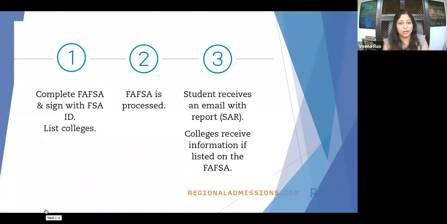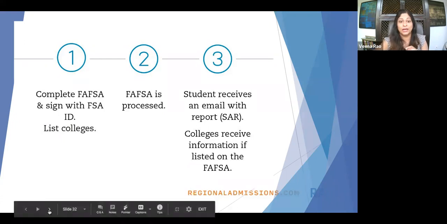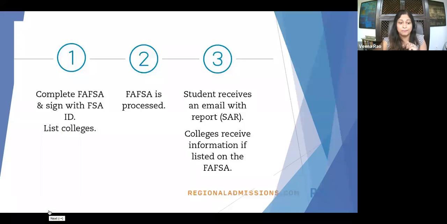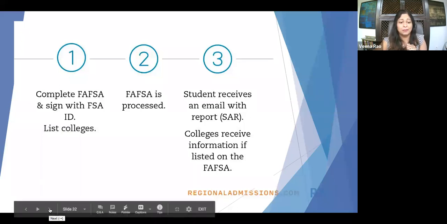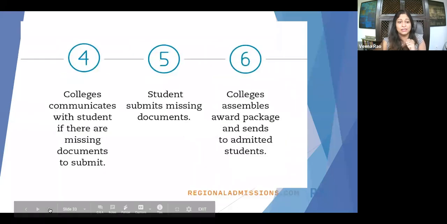In terms of the process itself, once you complete the FAFSA and then list all the colleges and submit the application, it is processed, and then the universities that you listed will get a copy of the report that contains all the data that you've put into the system itself. And the student will also get a copy of the report, and it's called the Student Aid Report. And it'll explain what kind of aid you might be entitled to at the universities.